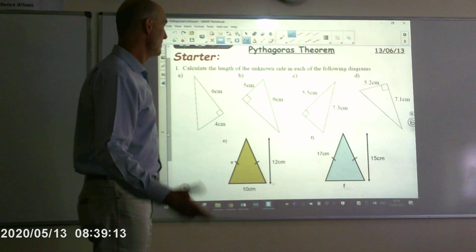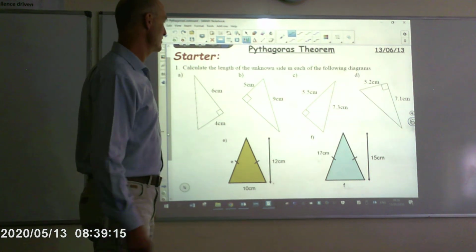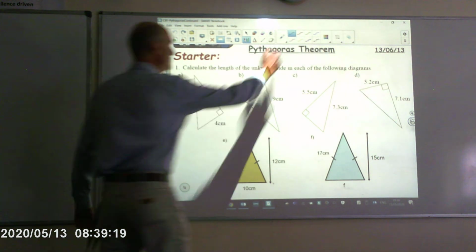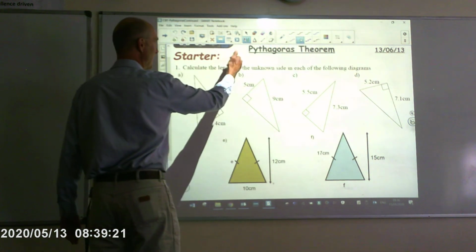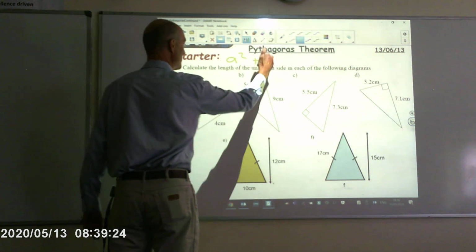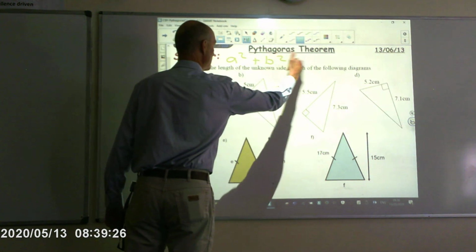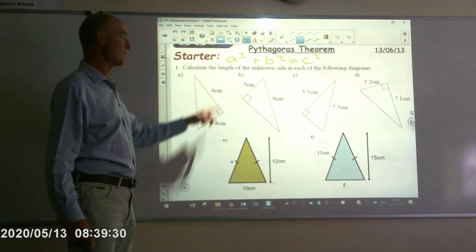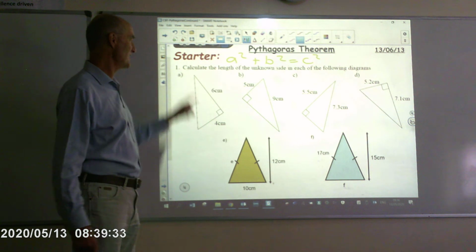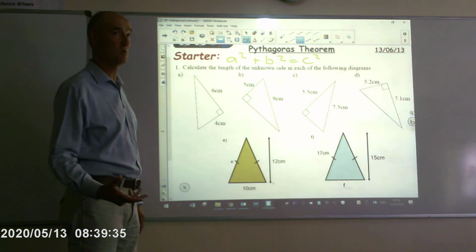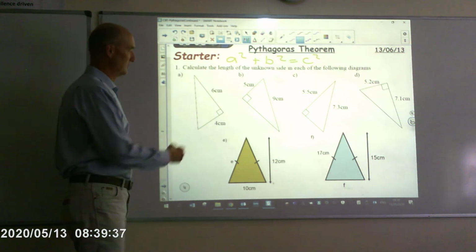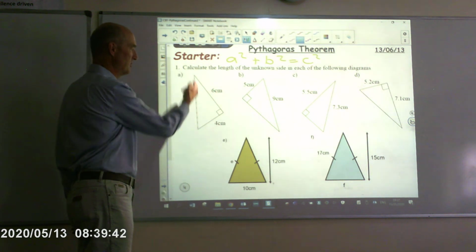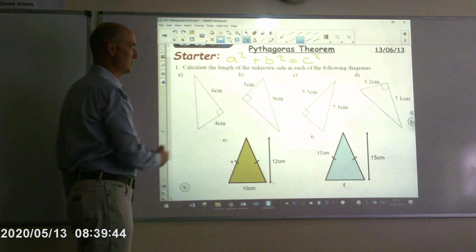Hello there, Year 10. Pythagoras' theorem we're going to continue with today. A little bit of a starter here. Don't forget Pythagoras' theorem: a squared plus b squared equals c squared, where a and b are the short sides of a right angle triangle and c is the long side. What's the long side called? Hypotenuse. Short side squared plus the short side squared gives you the long side squared.